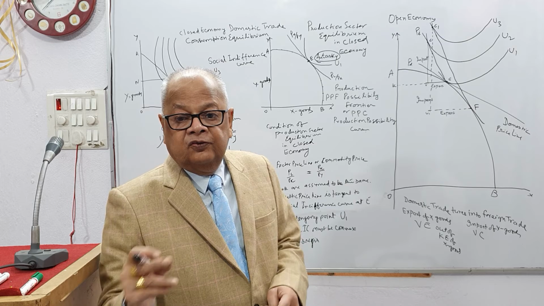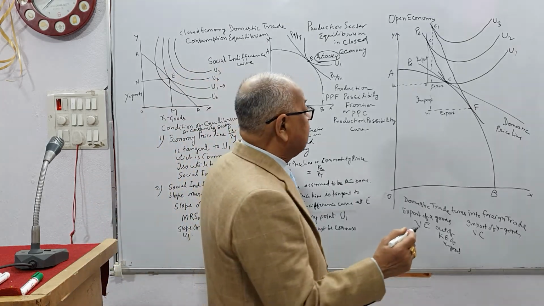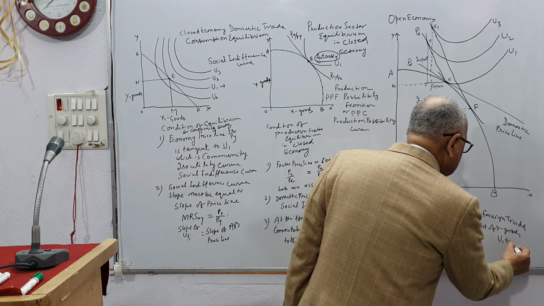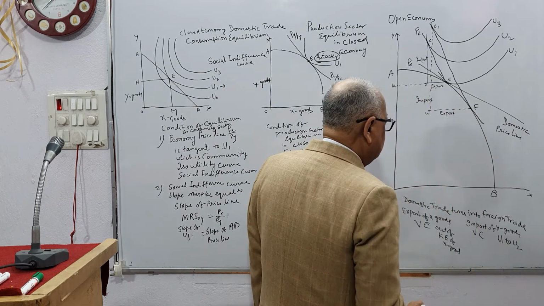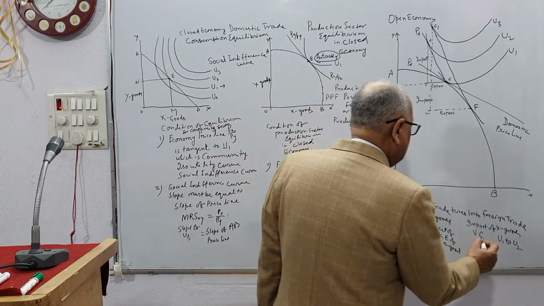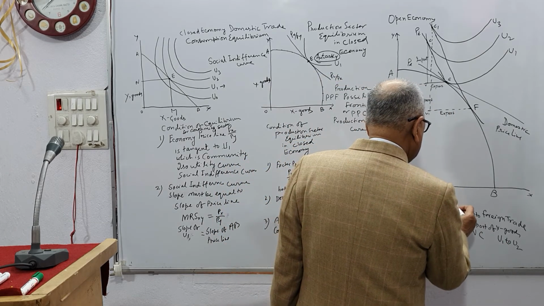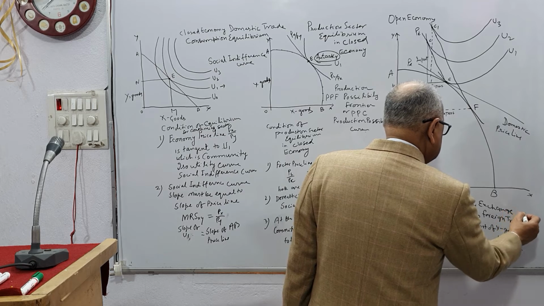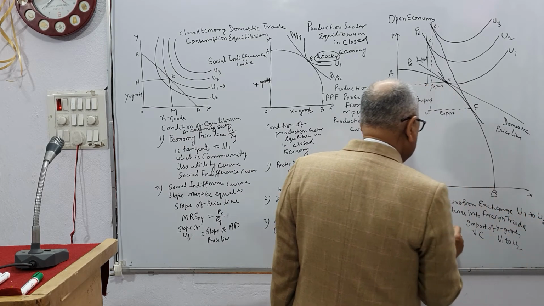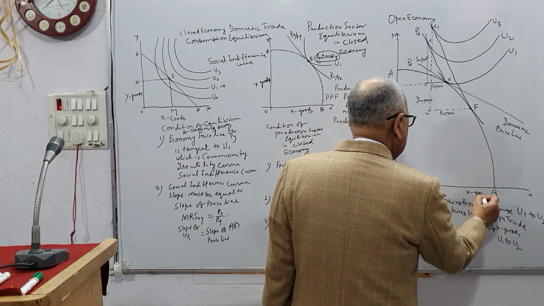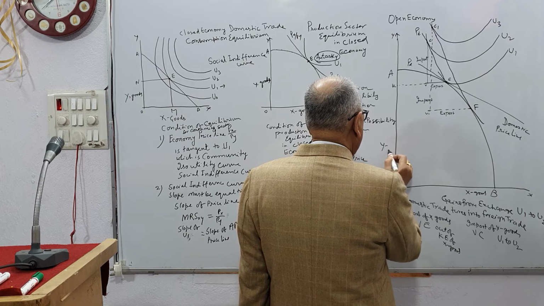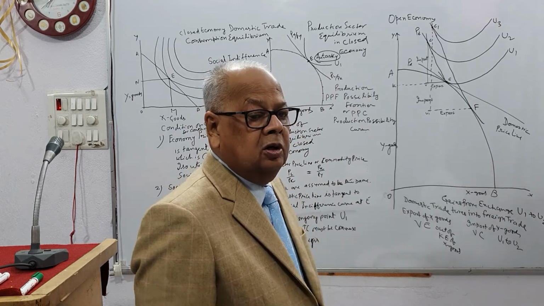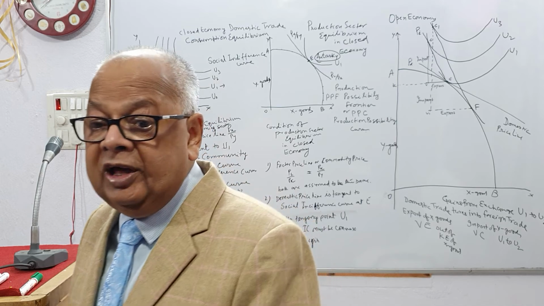And therefore the country will move from a lower indifference curve to a higher indifference curve. Look here, the country moves from U1 to U2. This is called gains from exchange. Gains from exchange will take place without any new production.